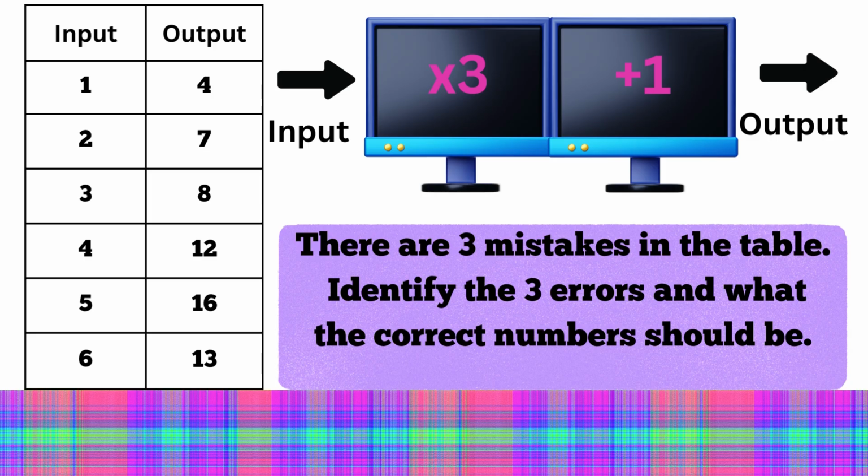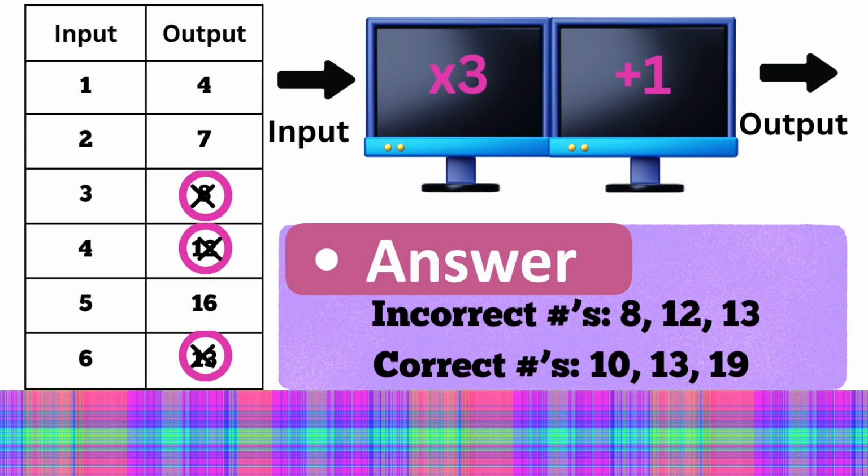I'm going to let you in on a little secret that will help you determine where the 3 errors are. They are all in the output column, and they're not the first one. The first one is correct. Pause the video now and try to find the 3 errors on your own. See if you can determine what the correct numbers should be. Welcome back. Let's check our answers.